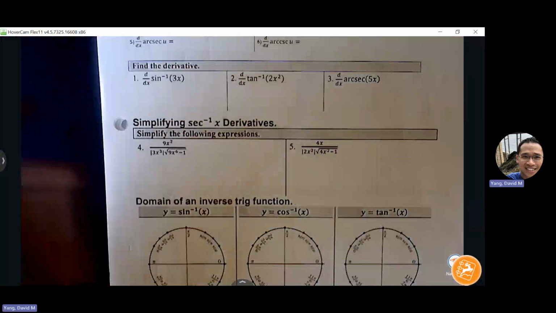Okay, so we're near the end of learning all the derivative rules. So there's a few more that we'll do today and tomorrow, and then we'll be done with all of our derivative rules. Okay, so let's go to page 25.